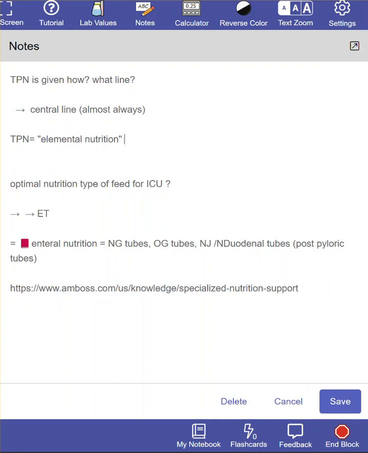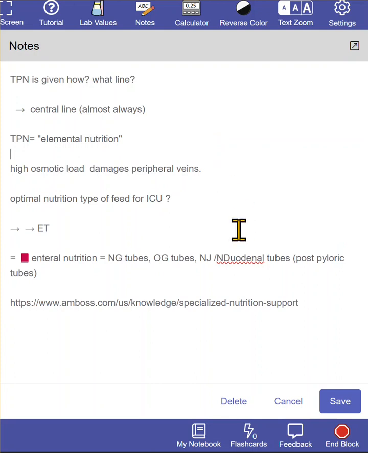So it's not a peripheral venous catheter. It's a high osmotic load, and so it's damaging to peripheral veins. That's the justification there: if you're doing TPN, you really need a central line, because apparently peripheral veins hate high osmotic load injections and boluses, and so TPN is going to be elemental nutrition.